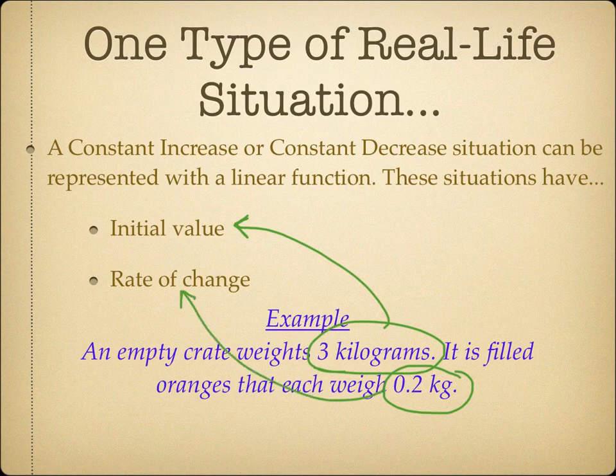That's my rate of change. Okay, so if I were to write this as an equation, just so you can see it, I would write y equals, my slope would be the 0.2, x would represent the number of oranges, by the way, and then I would add the 3 kilograms on because that's the weight of just the empty box. And that would give me my total weight. So that's how these functions work.